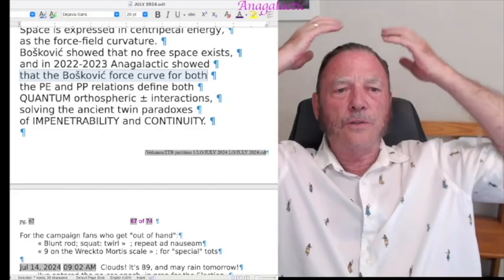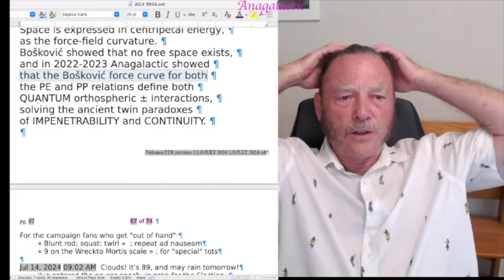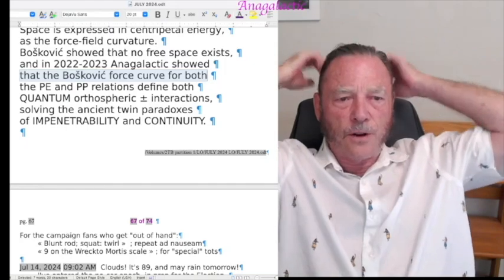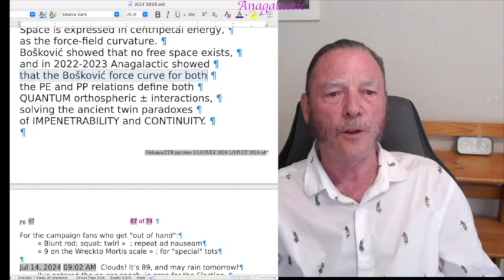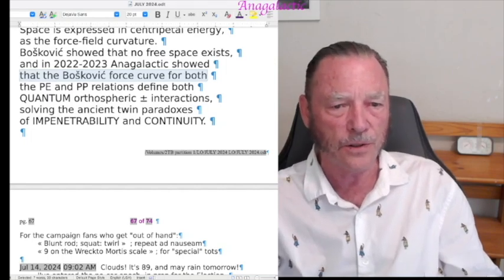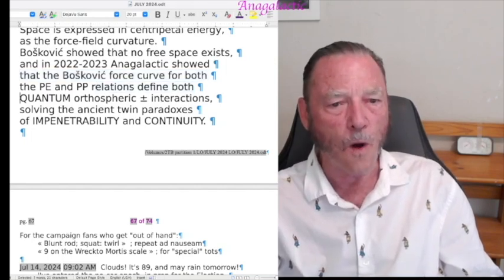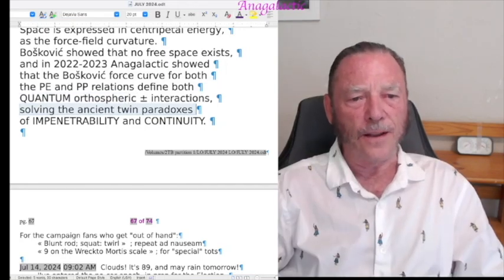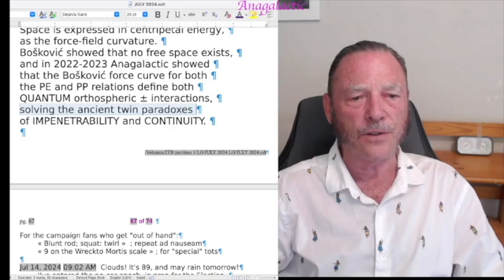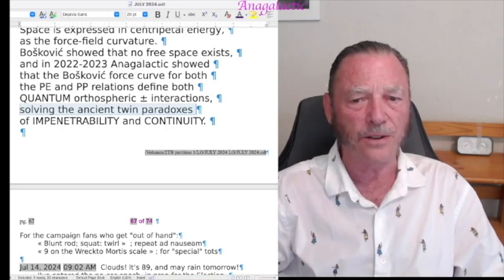In 2022-3, Anagalactic showed that the Boscovich force curve for both the proton-electron relationship and the proton-to-proton relations define both quantum and orthospheric interactions, solving the ancient twin paradoxes of impenetrability and continuity.